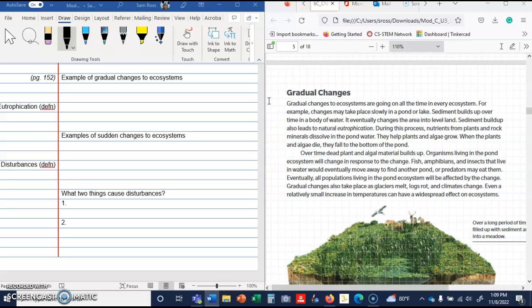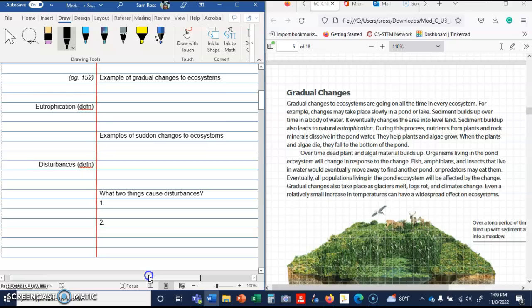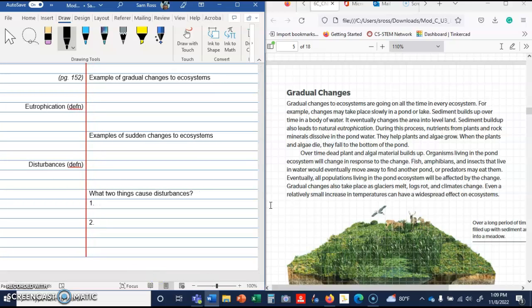Gradual changes to ecosystems are going on all the time. For example, changes may take place slowly in a pond or lake. So you could say sediment builds up over time in a body of water. That's an example of a gradual change. And then we talk about eutrophication. Eutrophication is sediment buildup that leads to the pond becoming land, actually.